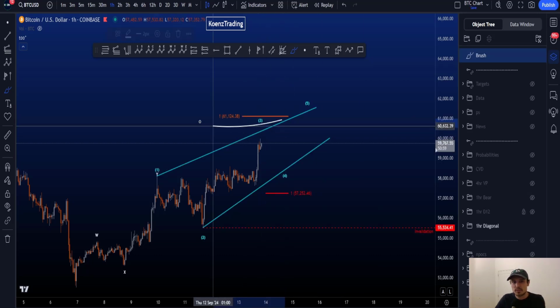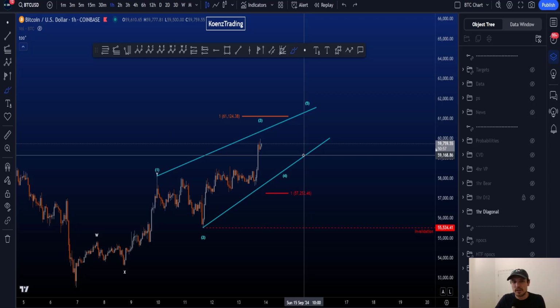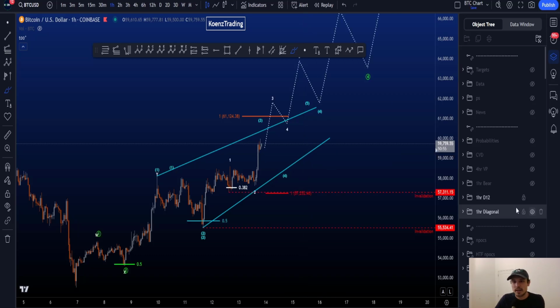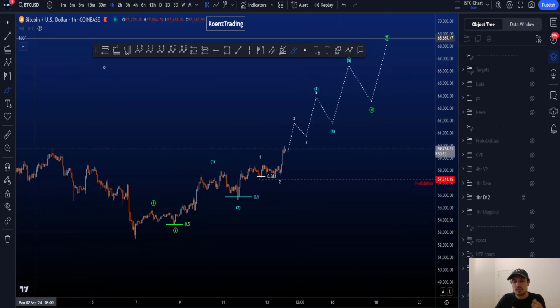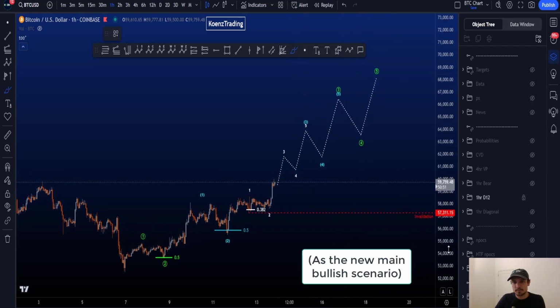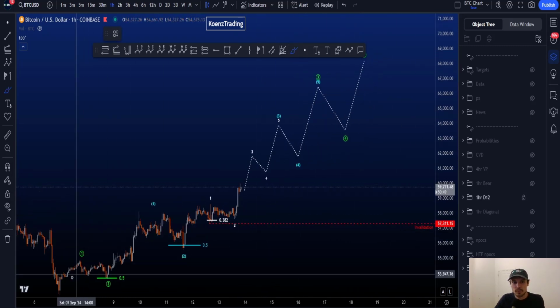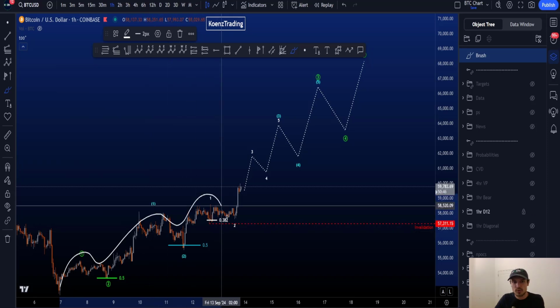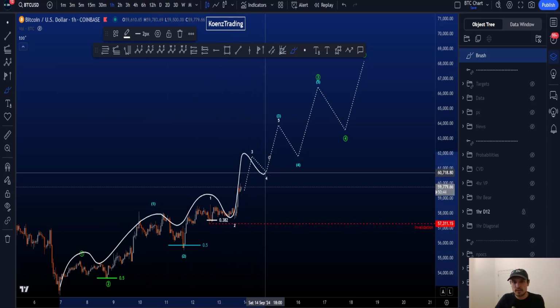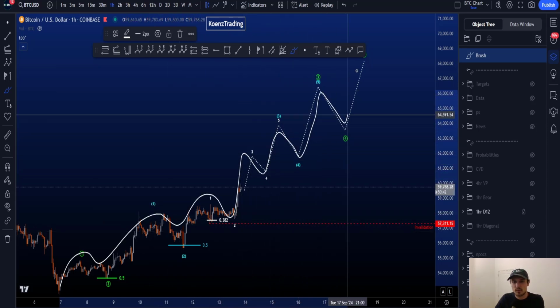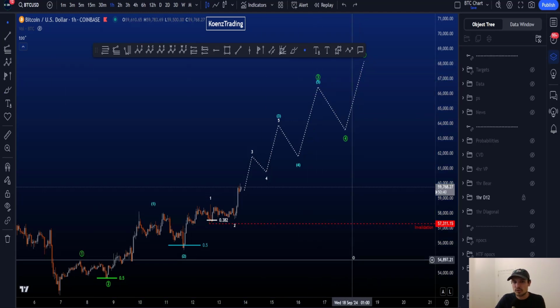If price does move above this orange 1-to-1 at 61.1k, the probabilities increase for an impulse to the upside. Here you can see a triple 1-2, 1-2, 1-2, look for wave 3, 4, 5, 4, 5, 4, 5. Now this is the most bullish scenario.